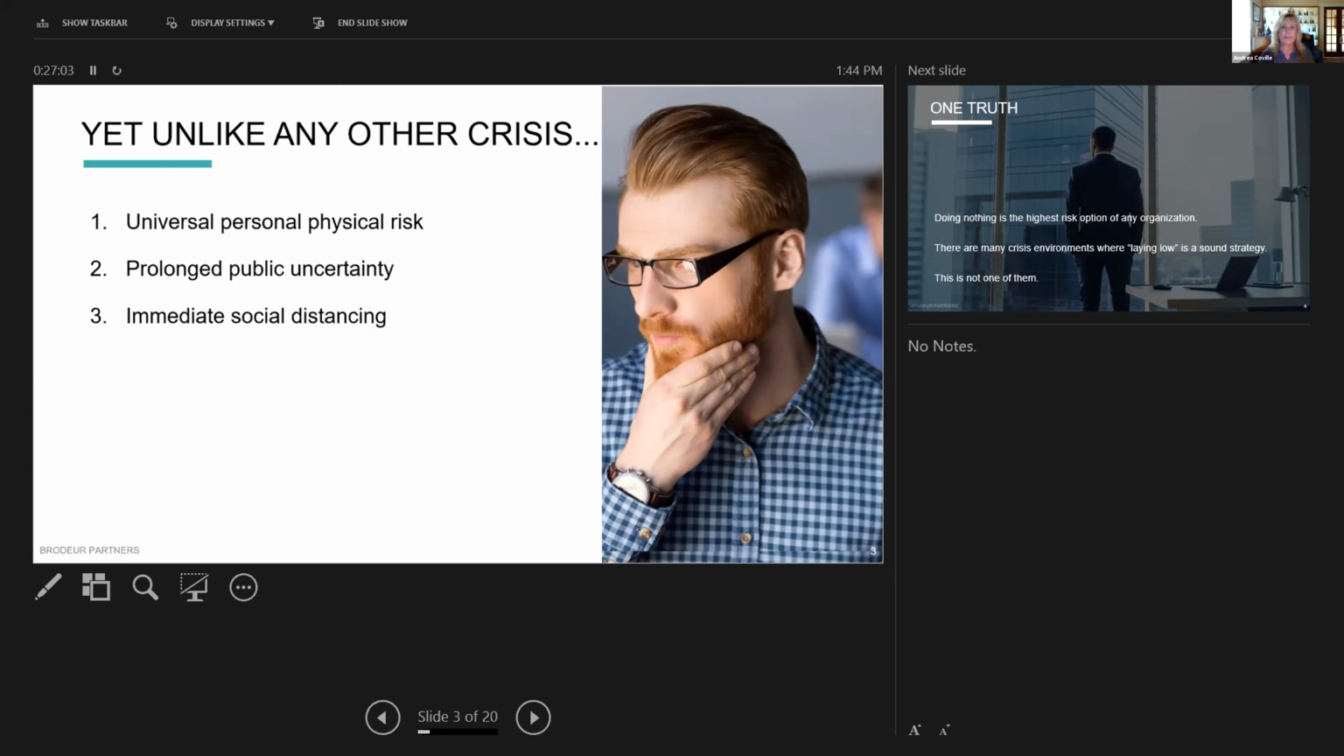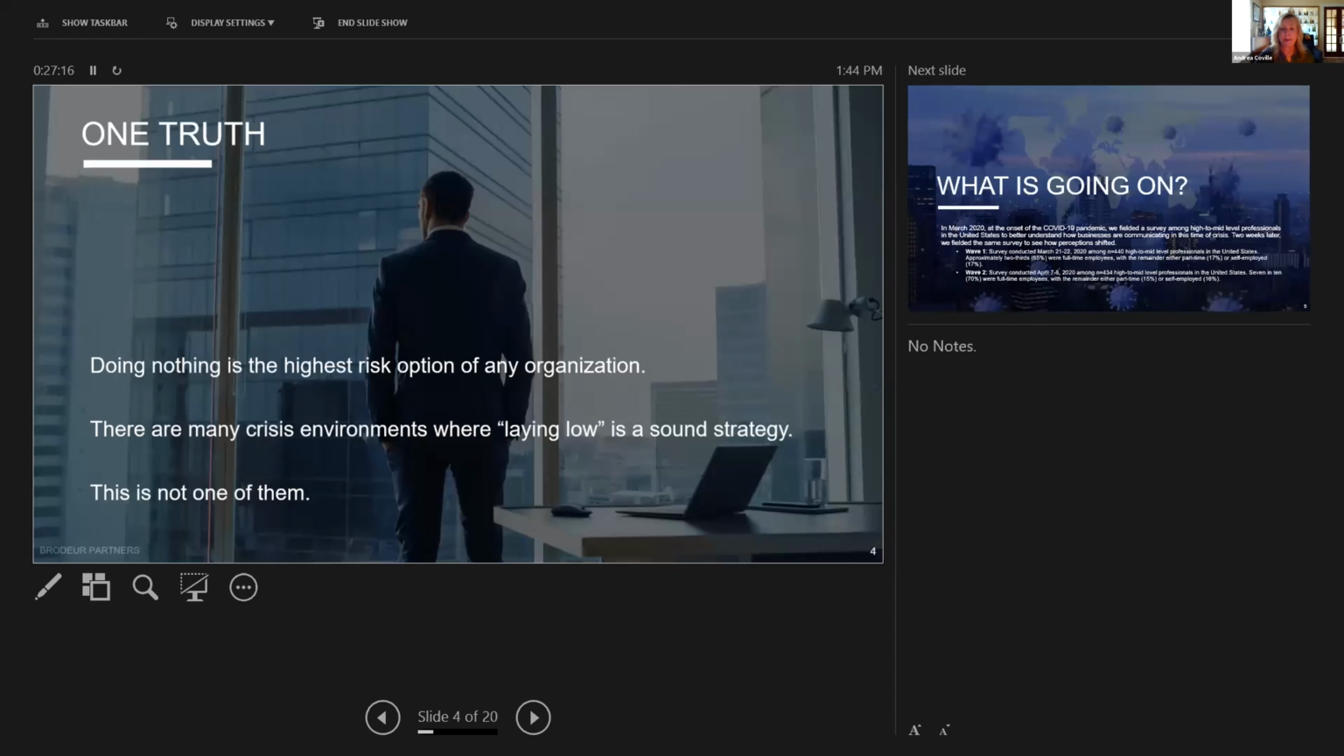And also social distancing can reinforce a lot of communications with audiences that feel distanced already, whether it's things like diversity and inclusion, for example. So those are things that are very, very different about this crisis. The one thing I'll tell you that is really important, and we're not seeing the world or companies move in this direction fast enough, is doing nothing is probably the highest risk option there is.